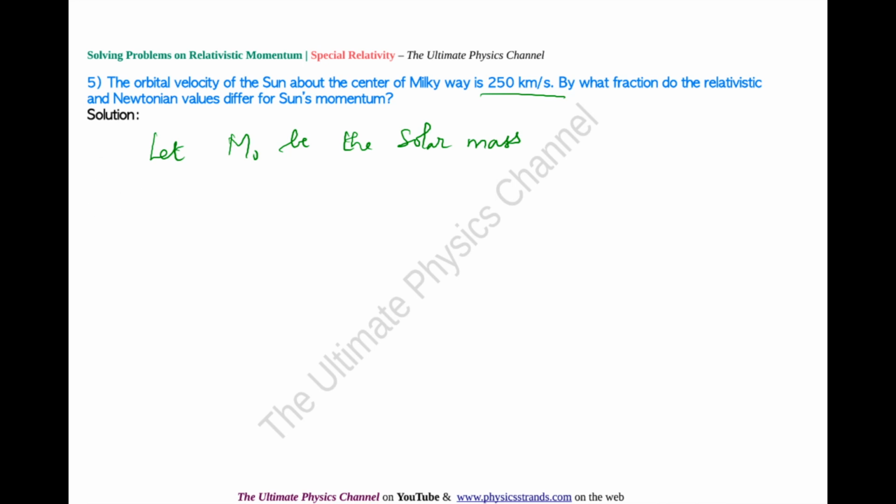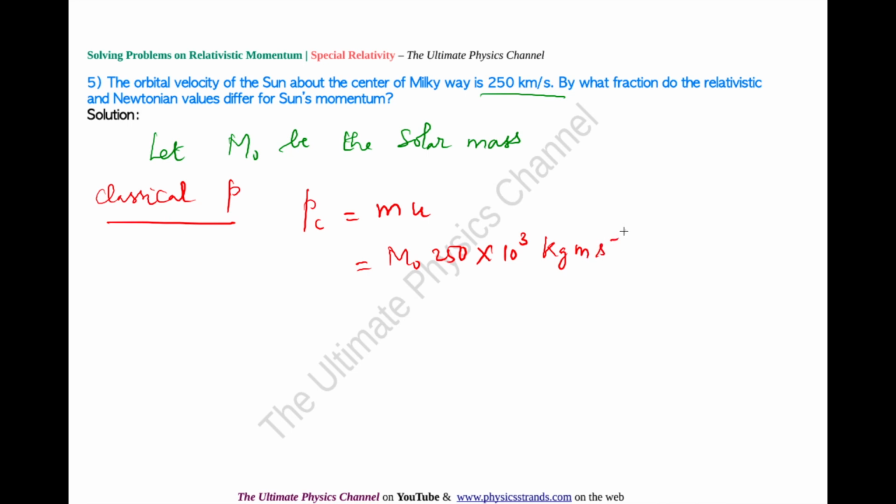If I use a classical expression, classical momentum, let us call that Pc, that is mu, in this case capital M naught times 250 velocity kilometers, so I put a 10 power 3 here, and momentum units are kg meters per second. M times 250 times 10 power 3.